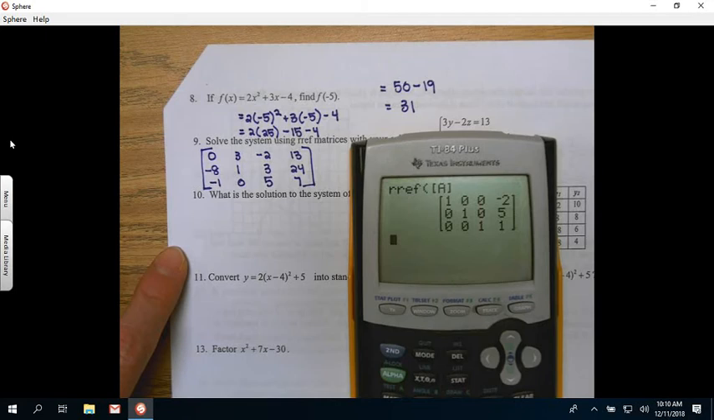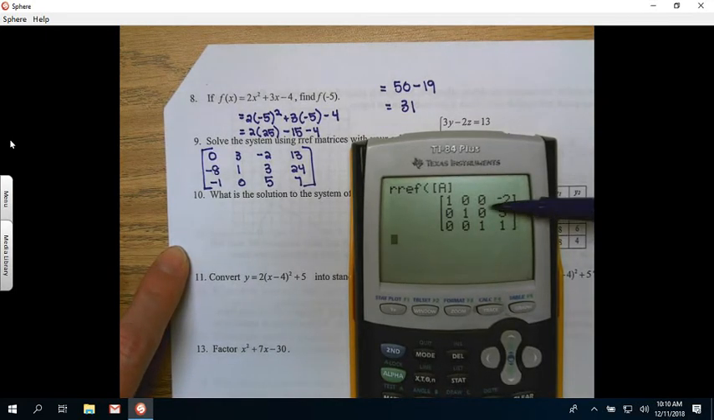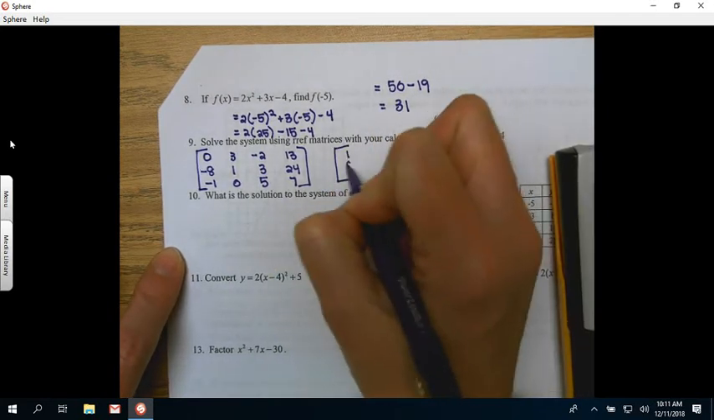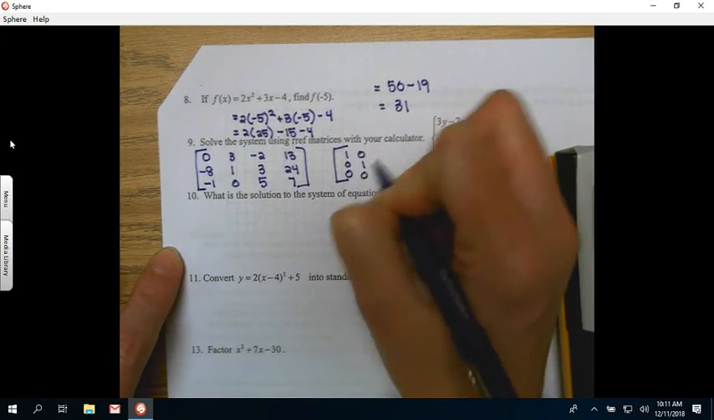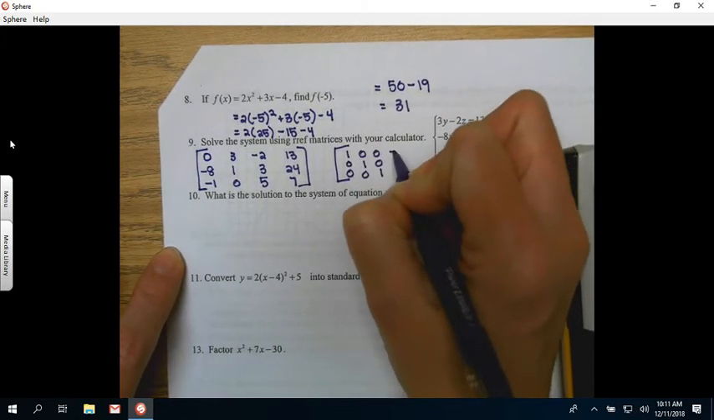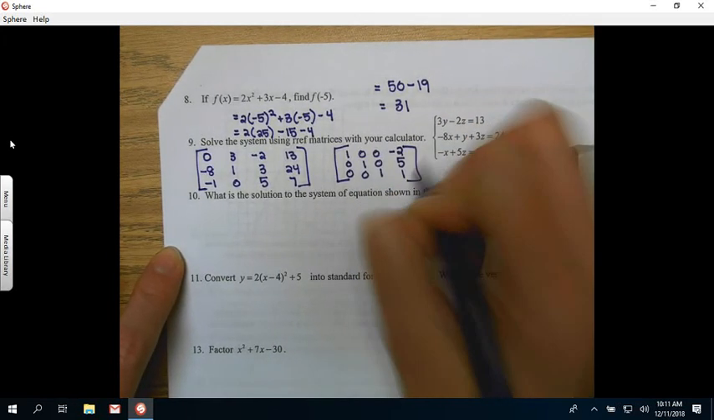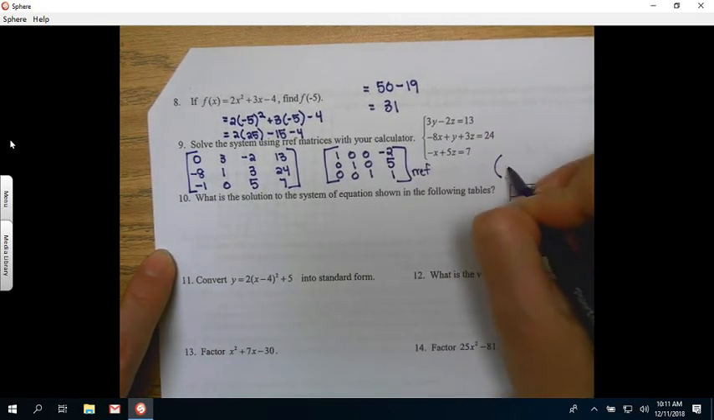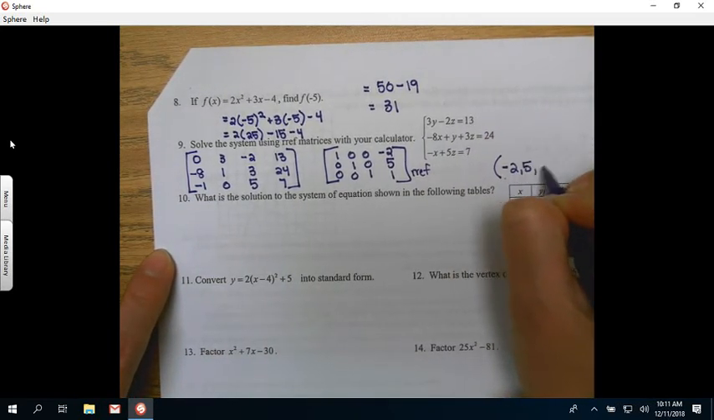So I hit enter. Remember that my RREF matrix needs to be all zeros and ones, and then the last column is my actual solution. So the solution to this system is negative 2, 5, 1. So I'm going to go ahead and write down that matrix so that I can see my RREF, so that my solution is negative 2, 5, and 1.